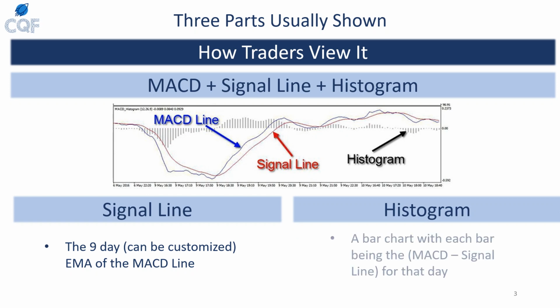It comes in three main parts on a chart. So it's the MACD, the signal line, and the histogram. The signal line is the 9-day EMA of the MACD, and the histogram is a bar chart or an area chart of the MACD minus the signal line for that day or that period.